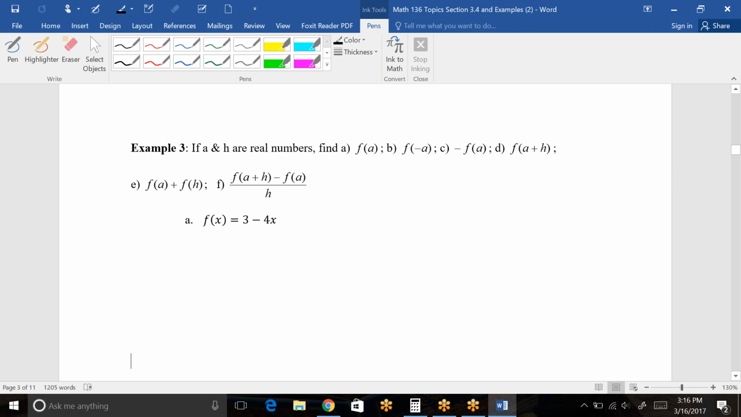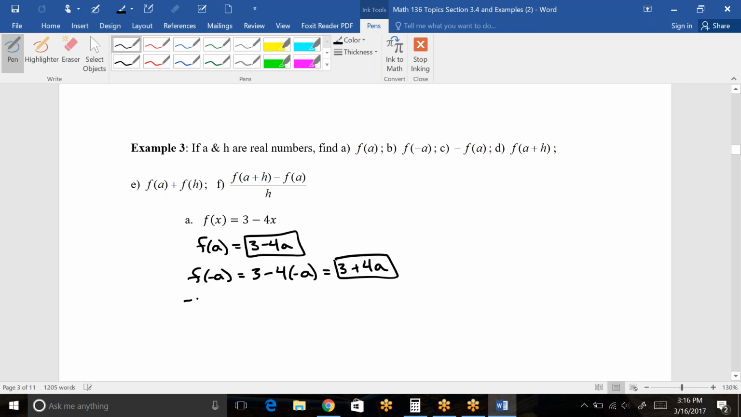Okay, for example 3, there were a few more of these that I needed to do. We did one of them in class. This is doing evaluations of letters or combinations of letters into a function. For example, for this first one, if I wanted to do f of a, which is the first thing listed in my group up here, I just replace all of the x's with a's. So that becomes this. F of negative a, the second one we want to do, would be 3 minus 4 times negative a. This time this needs to be worked out, so that changes to plus 4a.